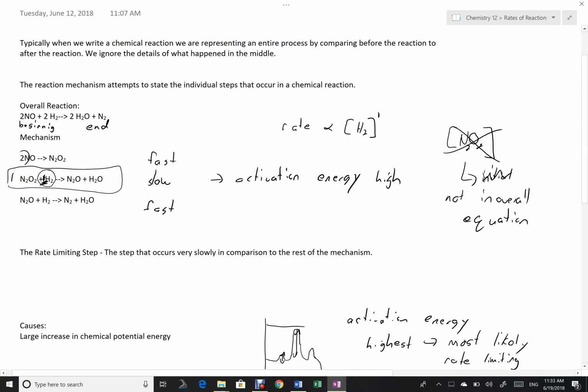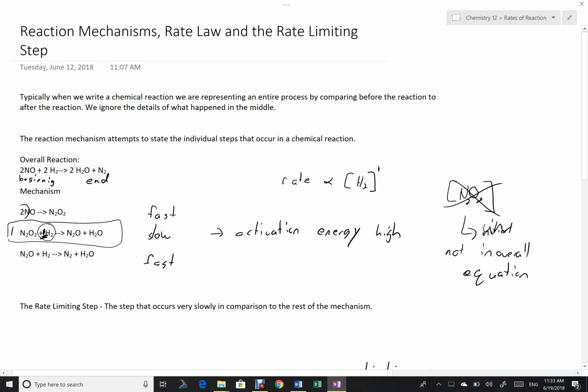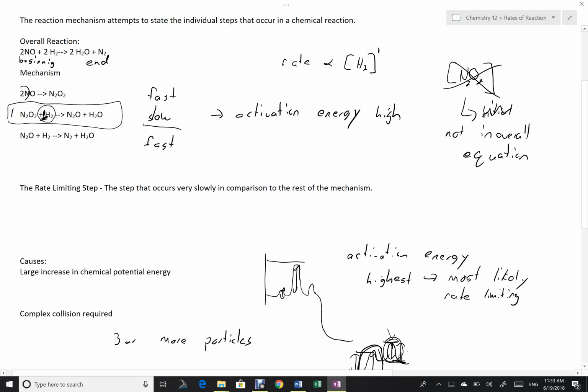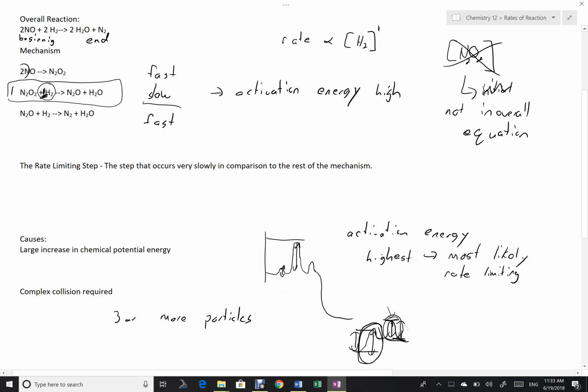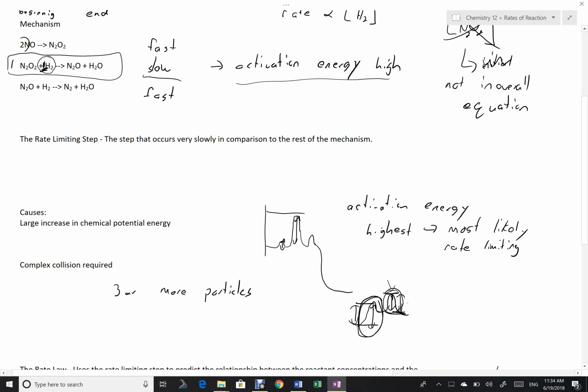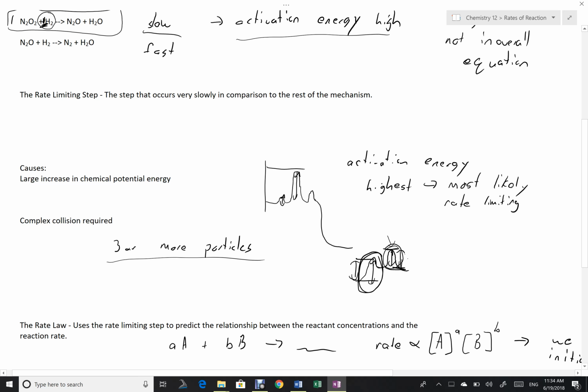So reactions come in many steps. They don't all happen at once from beginning to end, but they're individual processes. Typically, one of these processes will be slower than the other processes. This process might be slower because of a high activation energy, or it might be slow because of an unlikely collision.